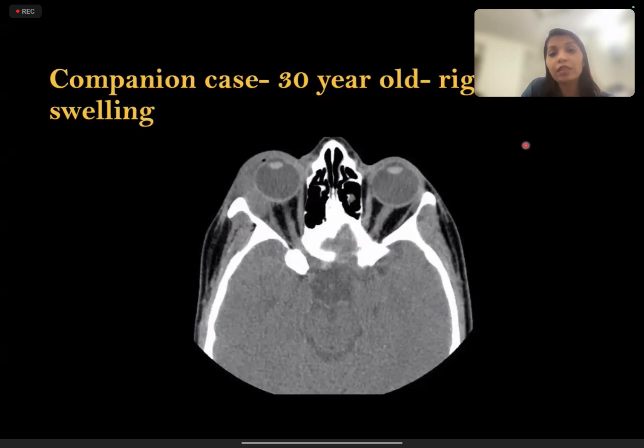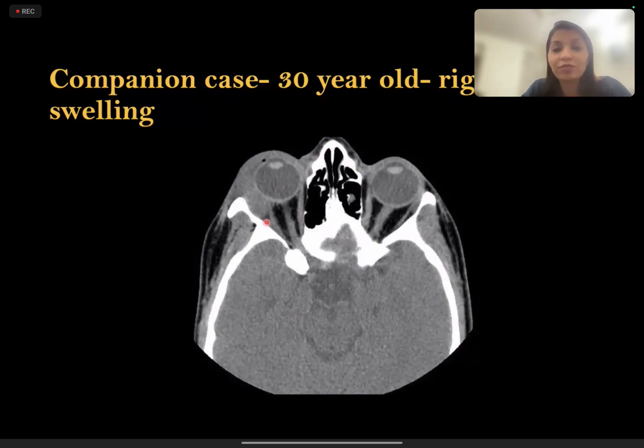Next case, it's rather a companion case, a 30-year-old with right eye swelling. So here again, we are seeing the preseptal cellulitis, but the other abnormality is not on the medial side, it's on the lateral aspect. So what is this? It can't be dermoid, we're talking about the acute emergent conditions of the head and neck. And the attenuation is not that of dermoid. Or inflamed dermoid, okay. So this is the expected location of the lacrimal gland, right?